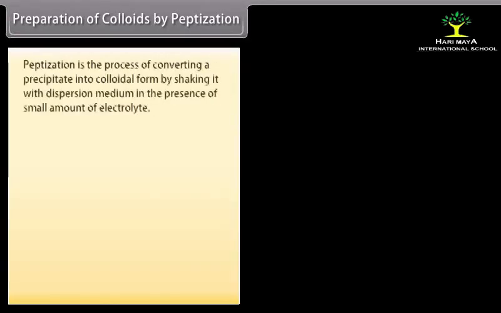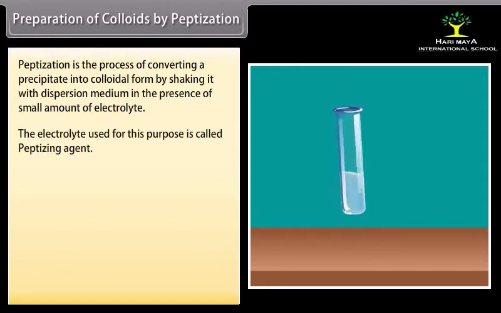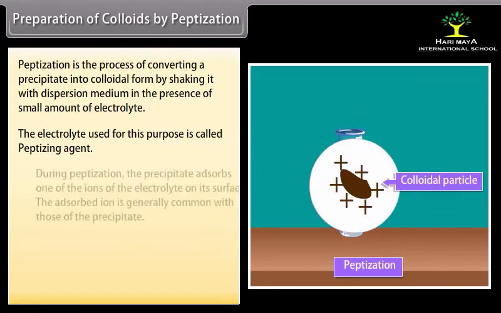Preparation of colloids by peptization. Peptization is the process of converting a precipitate into colloidal form by shaking it with dispersion medium in the presence of a small amount of electrolyte. The electrolyte used for this purpose is called peptizing agent.